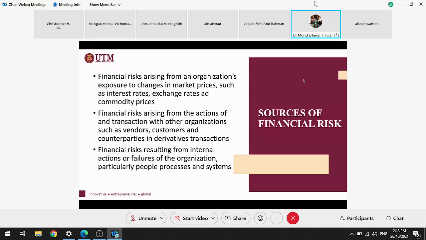Okay, that's why we call it market risk. But this one is more on the operational risk, credit risk. It is between the business transaction, business world. Yeah, the transaction between one organization to another organization. One company closed down, what will happen?